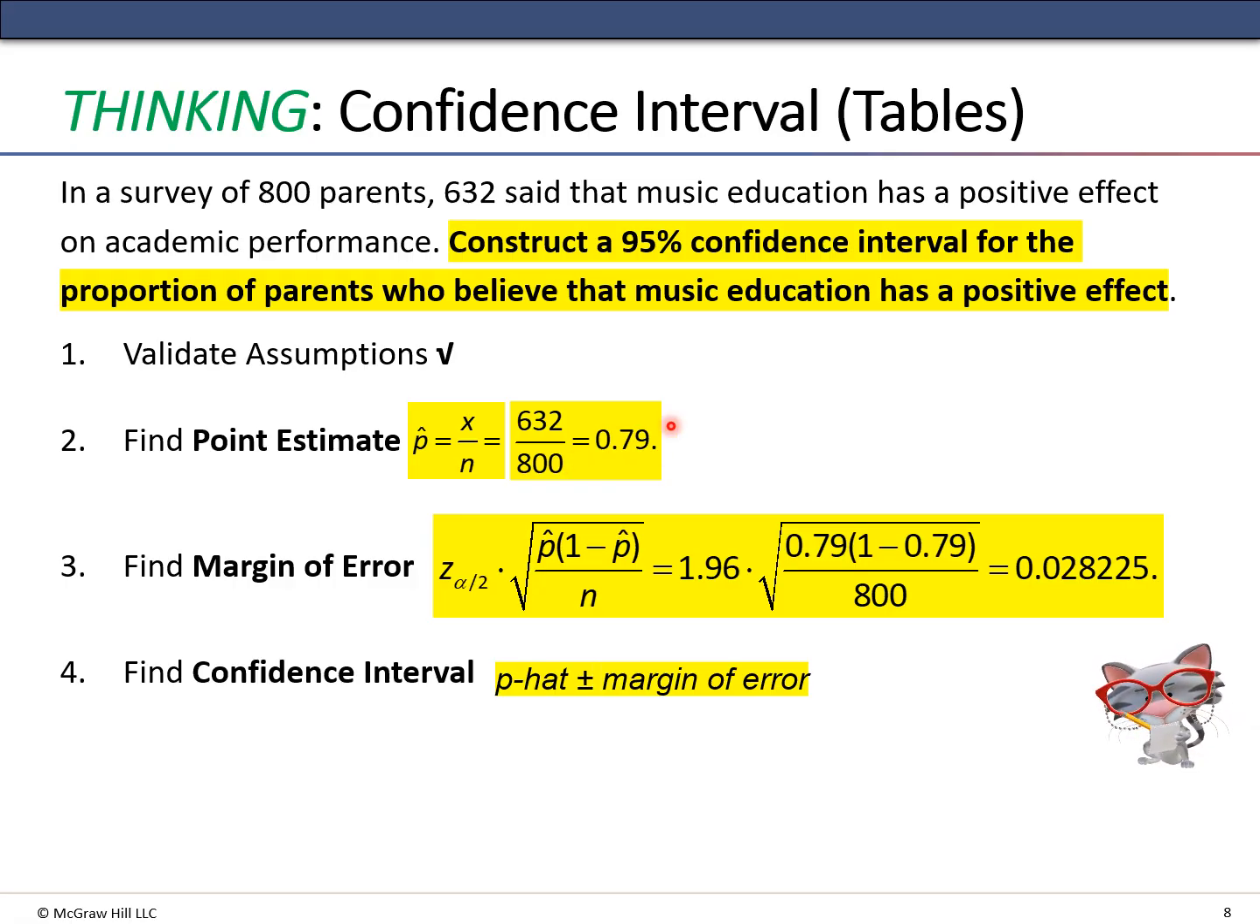632 over 800 equals 0.79. We use that p-hat, 0.79 times 1 minus 0.79 over n, which is 800, and then times it by our z alpha over 2. Now, where did this come from? Now, there's two ways you can find this. You can use table 3, and at the bottom of table 3, you see the z score for confidence levels.